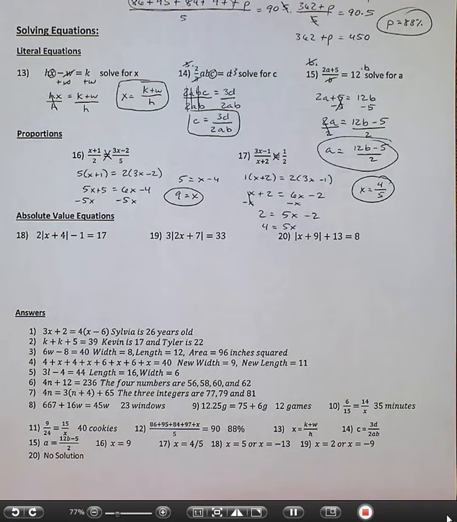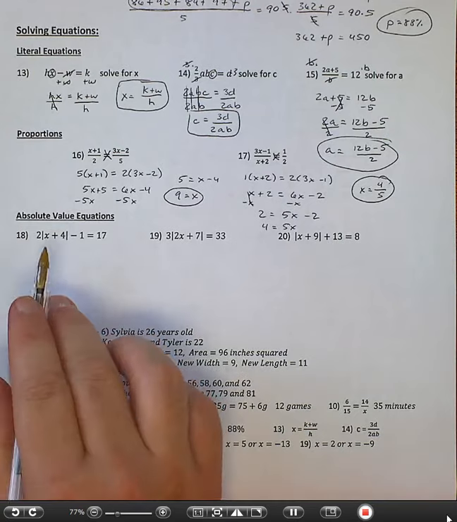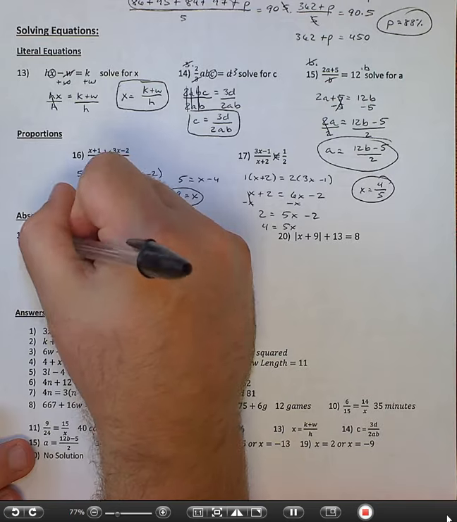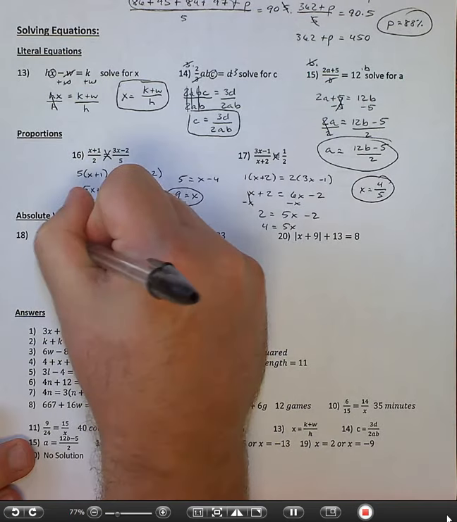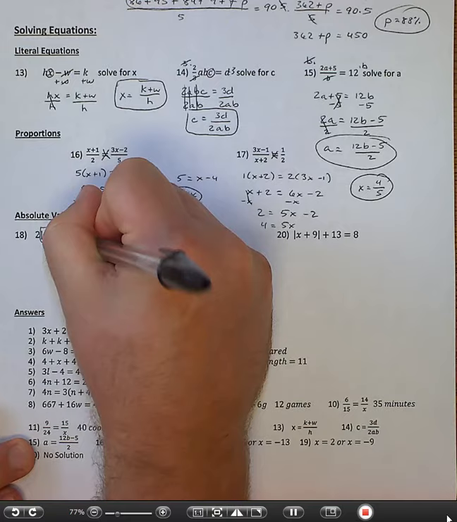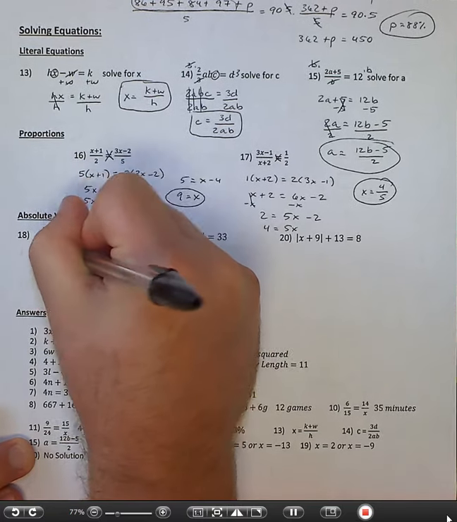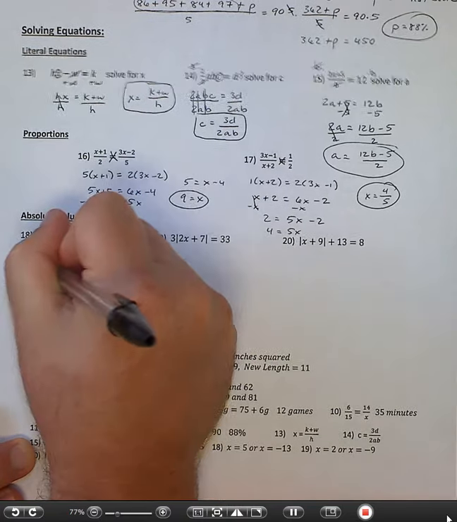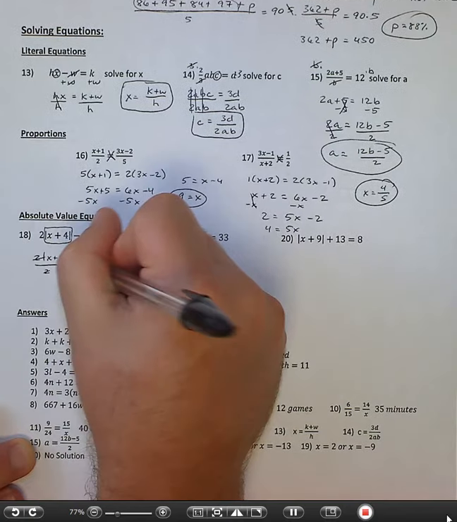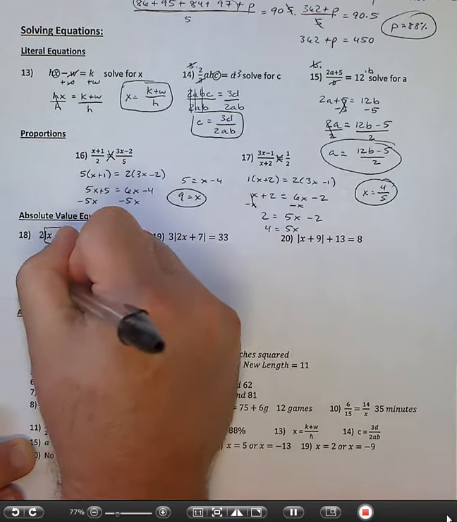Last three problems are absolute value. So, get the absolute value expression by itself. So in this case, it's the x plus 4. I'm going to get that by itself. I need to move the 1. And then divide by 2. So I get the absolute value of x plus 4 equals 9.